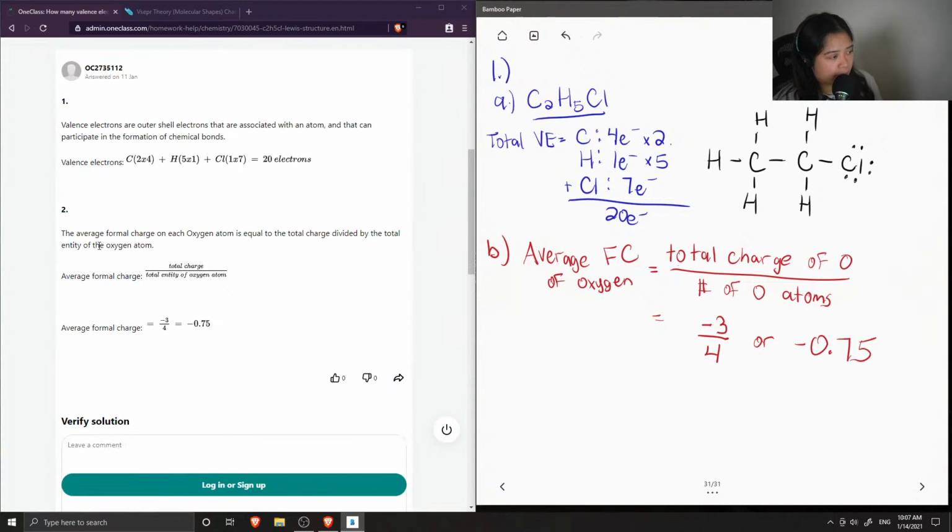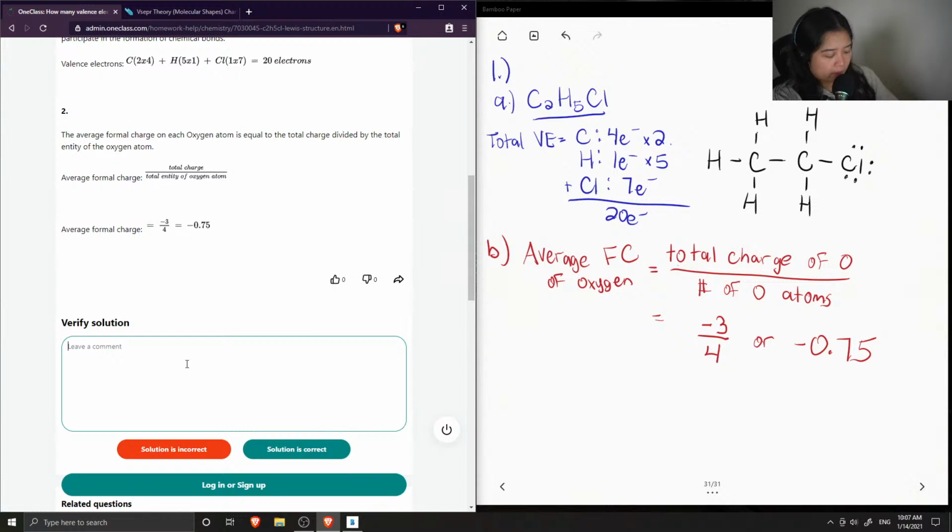And for part 2, the average formal charge on each oxygen atom is equal to the total charge divided by the total number of the oxygen atoms. That's the same as just how many oxygen atoms are in the compound. And they also got -0.75. So this solution is correct.